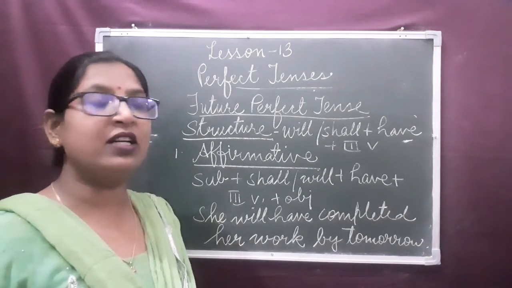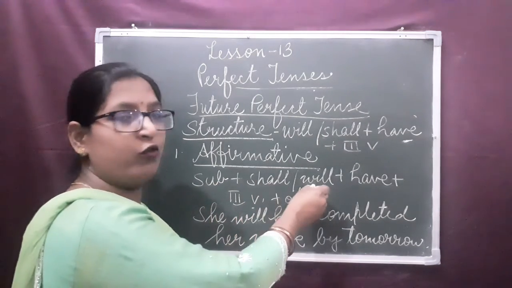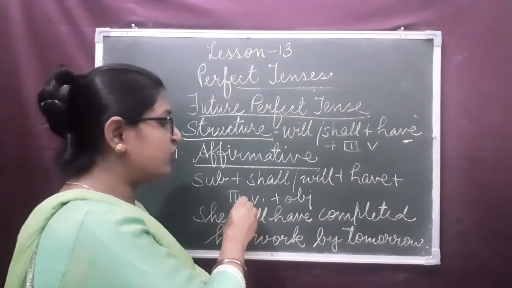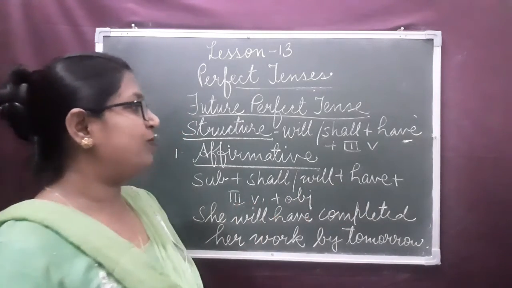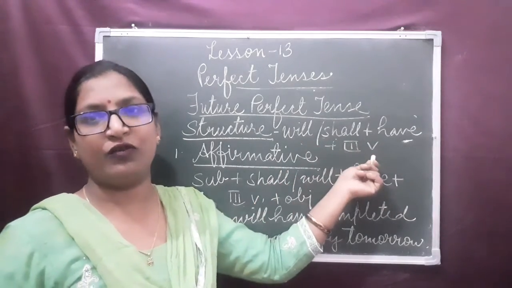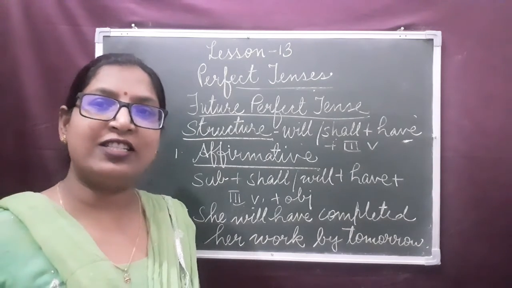Likewise, we frame the affirmative sentence. Subject plus shall or will, these are the modal auxiliaries, plus have plus third form of the verb and the object. Always remember will or shall plus have plus third form of the verb. It is the structure of the future perfect tense.